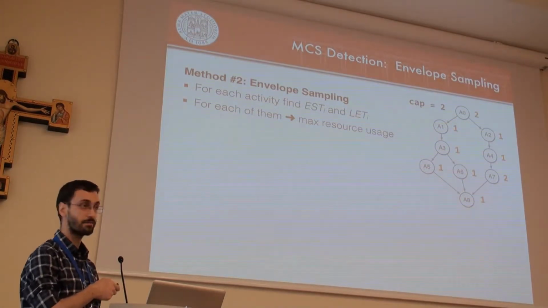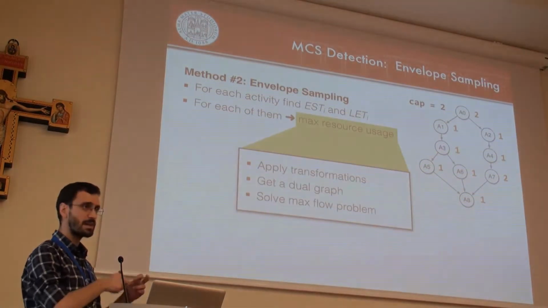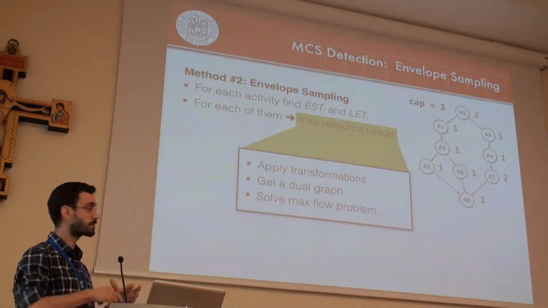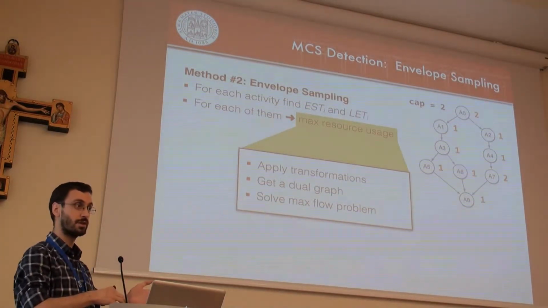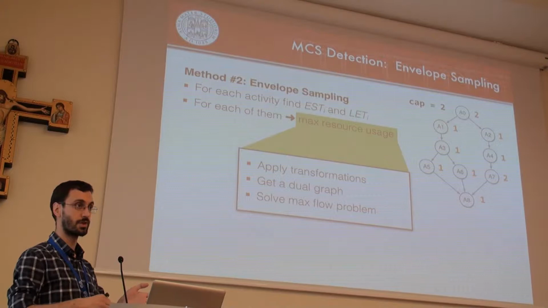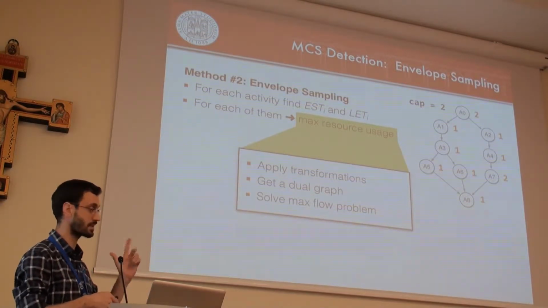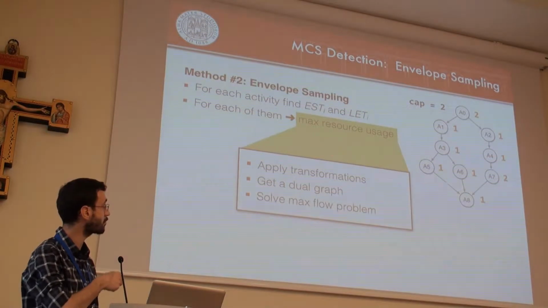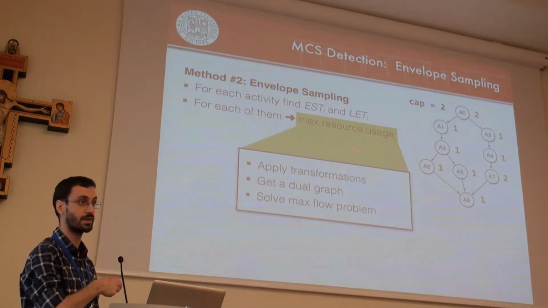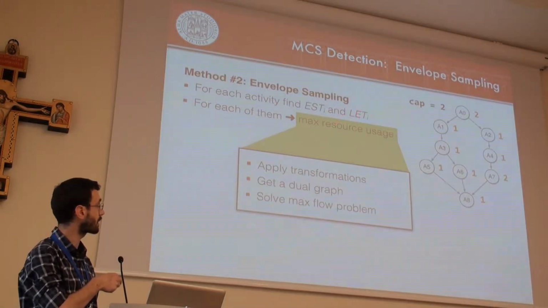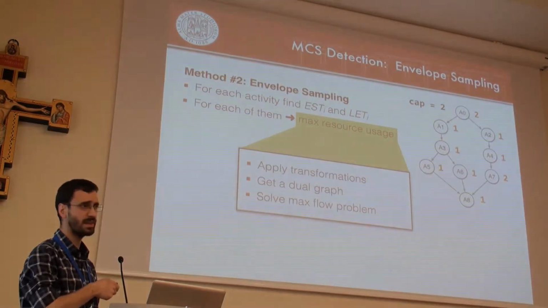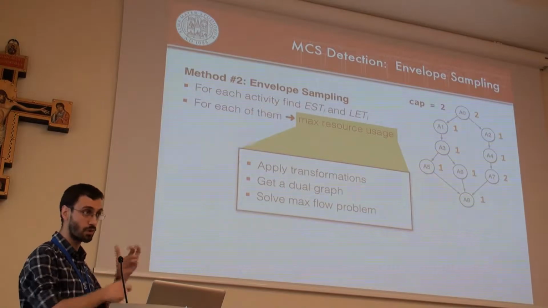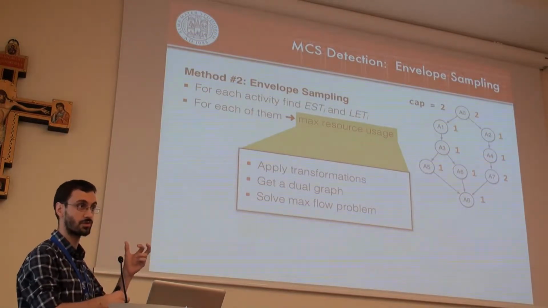This can be done by applying a sequence of graph transformations and obtaining a sort of dual graph. Then we run a maximum flow problem on this graph, and this gives us two things. The first one is the maximum possible resource usage value corresponding to the considered event. The second thing is the subset of activities which is causing the maximum usage, right?